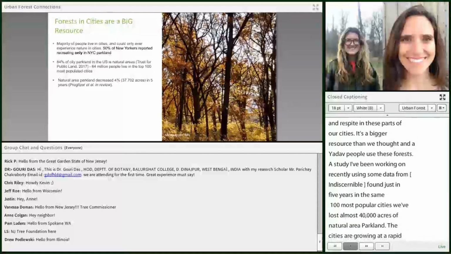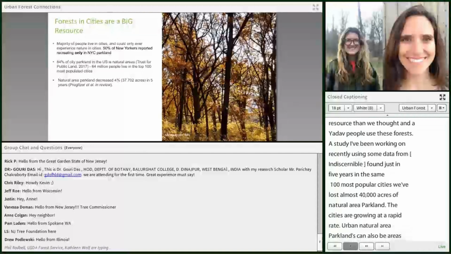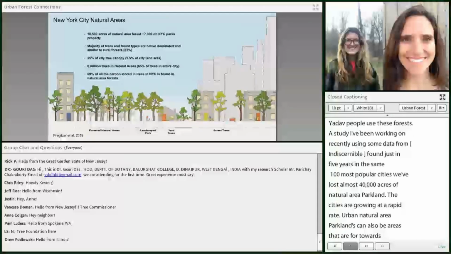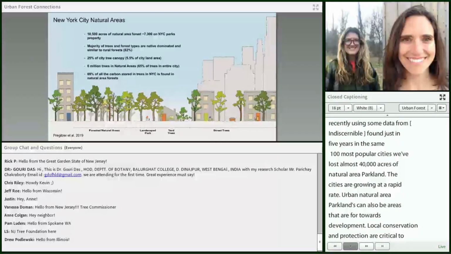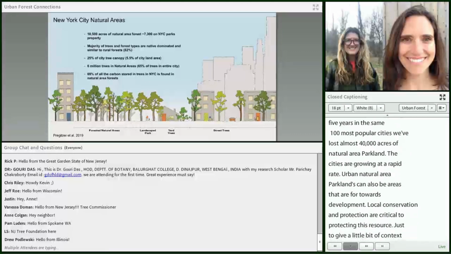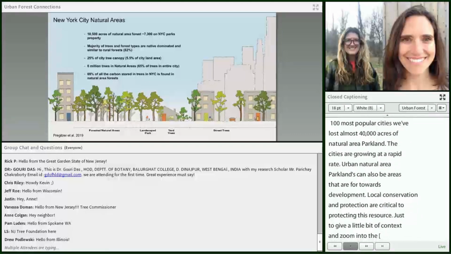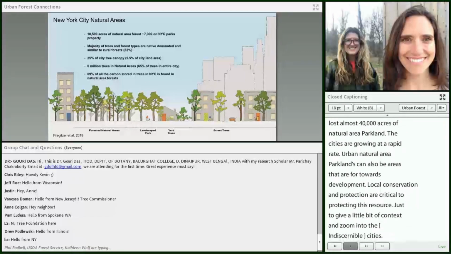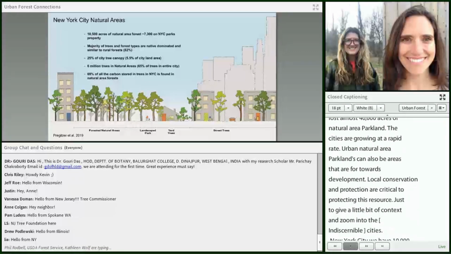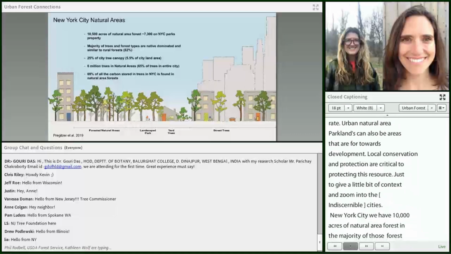Urban natural area parkland can sometimes also be areas that are poised for development. And so local conservation measures and protections are critical to protecting this resource. And just to give a little bit of context and zoom into an individual city, the city where I work, New York City, we have over 10,000 acres of natural area forests, and the majority of those forests are found on New York City Park property.